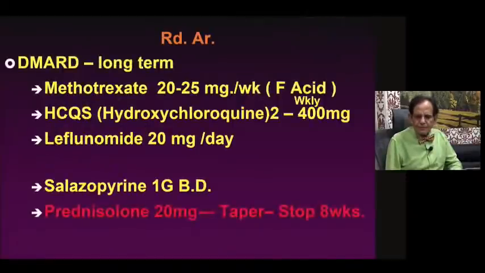So, the treatment is not to give steroids. These are the 4 drugs which are the best drugs for rheumatoid arthritis. Methotrexate. You should become friendly with methotrexate. I find in the last so many years, GPs are very afraid of methotrexate.